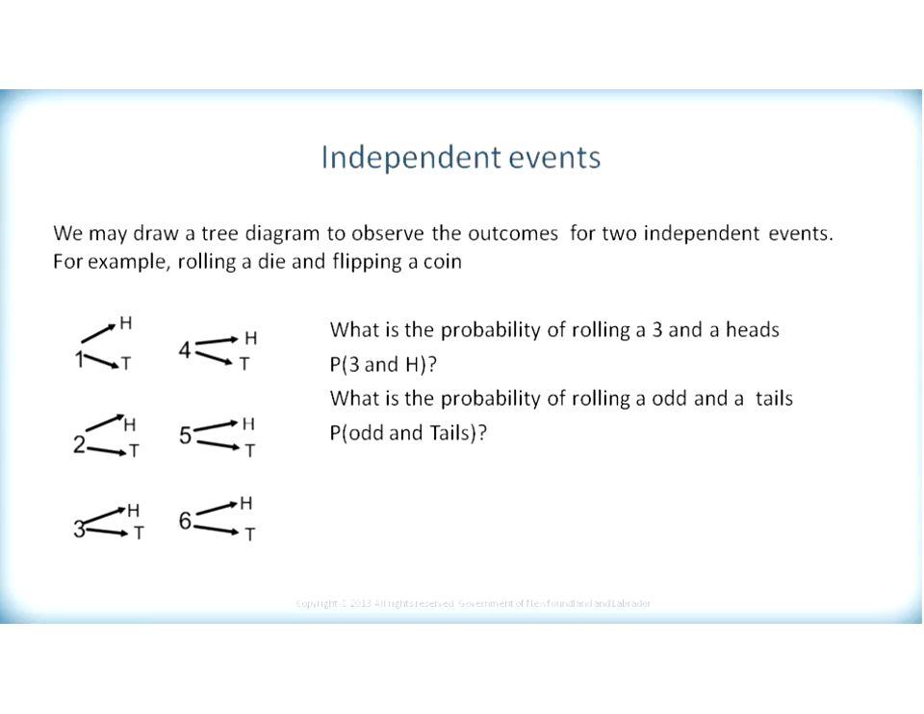So for independent events, we may draw a tree diagram to observe the outcomes for two independent events. For example, rolling a die and flipping a coin are two independent events. Looking at this, we can see that for each number that we roll on a die, there are two possible outcomes. That gives us 1, 2, 3, 4, 5, 6, 7, 8, 9, 10, 11, 12. 12 possible outcomes.